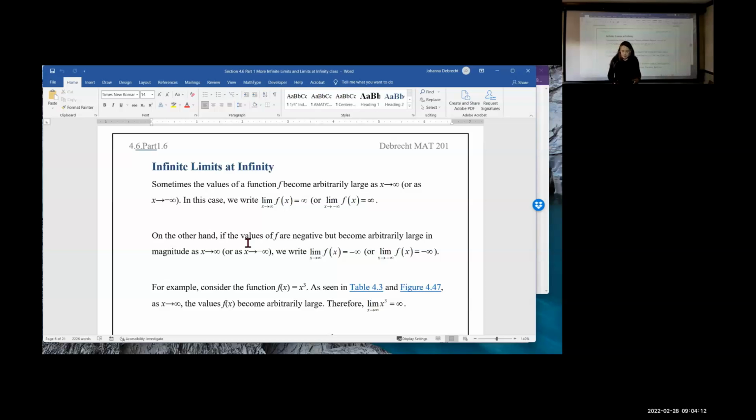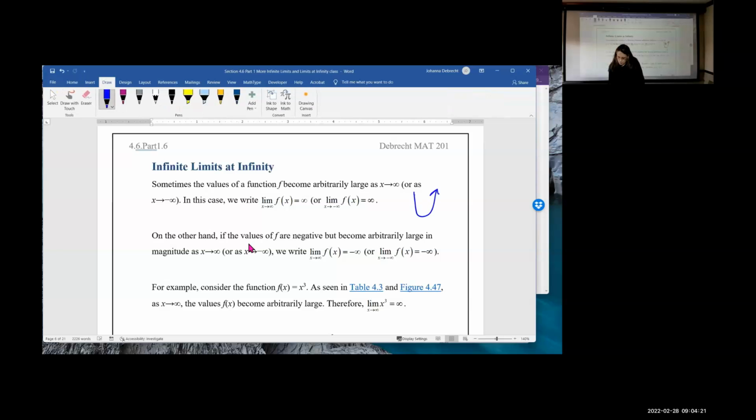And we have lots of graphs that we know about that do that. For example, the most obvious one is just your upward opening parabola. So when you have an upward opening parabola, as x approaches infinity, as it goes off to the right-hand side, then the value of y also goes up forever. And as x goes to the far left, the y value goes up forever. So this is an infinite limit at infinity in both directions.